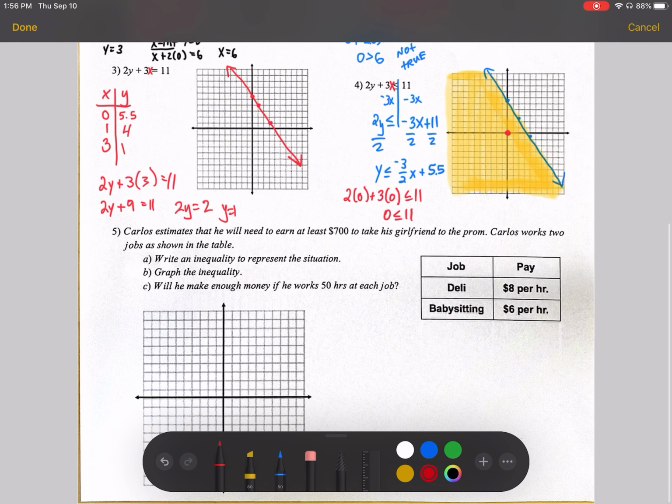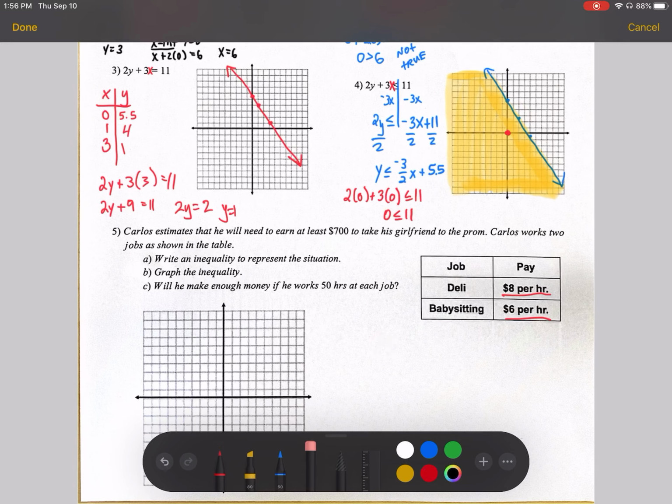So that's inequalities. Here is one more that we're going to do that's a word problem. Carlos estimates that he will need to earn at least $700 to take his girlfriend to the prom. Carlos works 2 jobs as shown in the table. So first of all, it wants us to write an inequality to represent the situation. So he has 2 jobs. One is $8 an hour, one is $6 an hour.